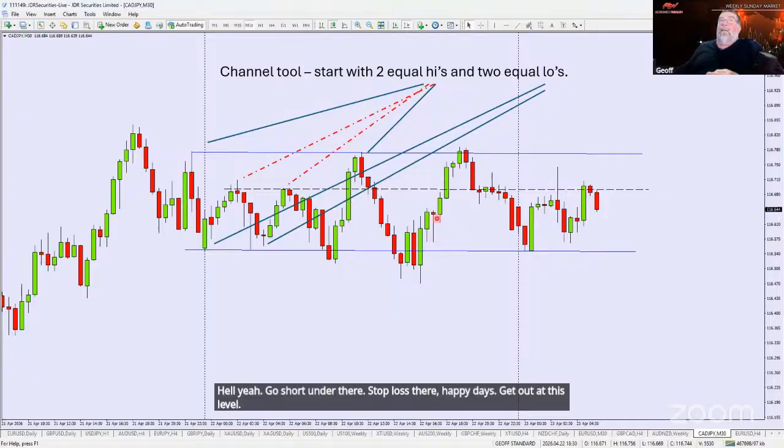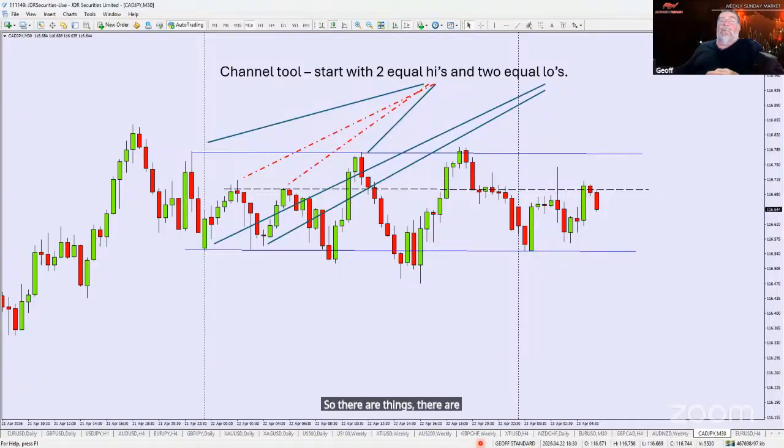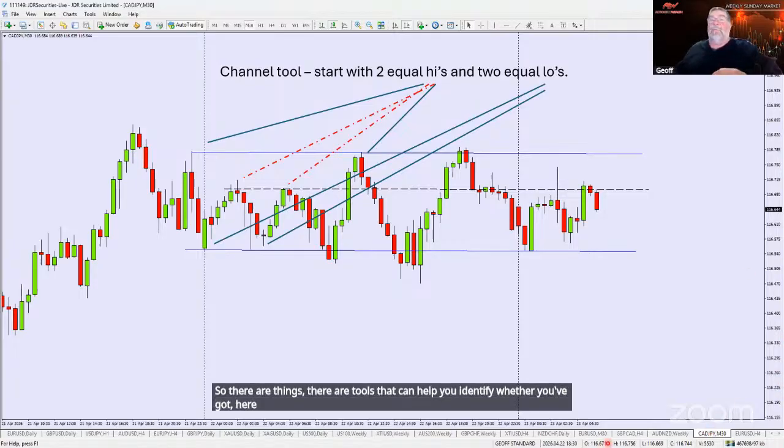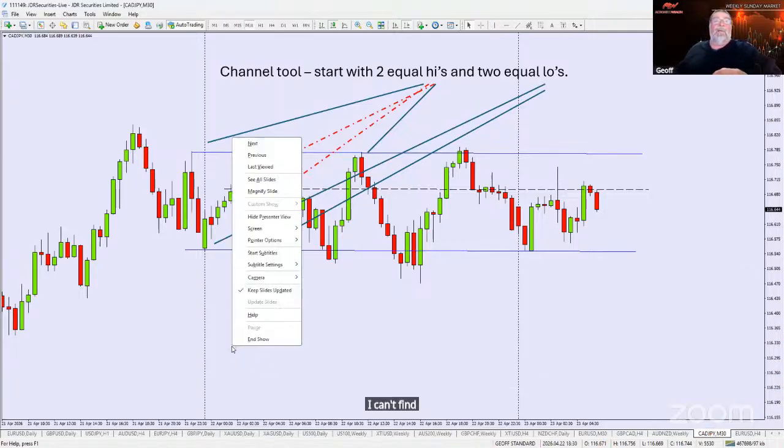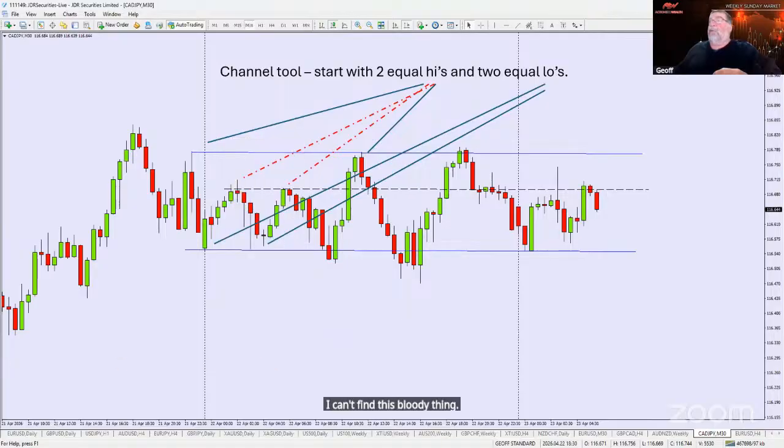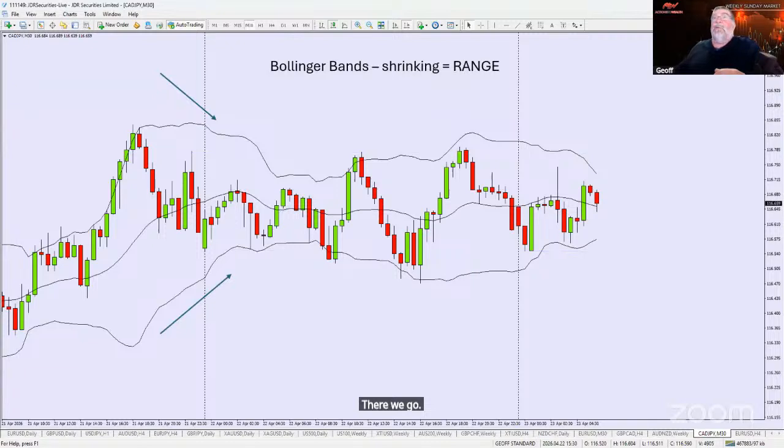So there are things, there are tools that can help you identify whether you've got, here we go again. I can't find this bloody thing. There we go. Apologies for my swearing.